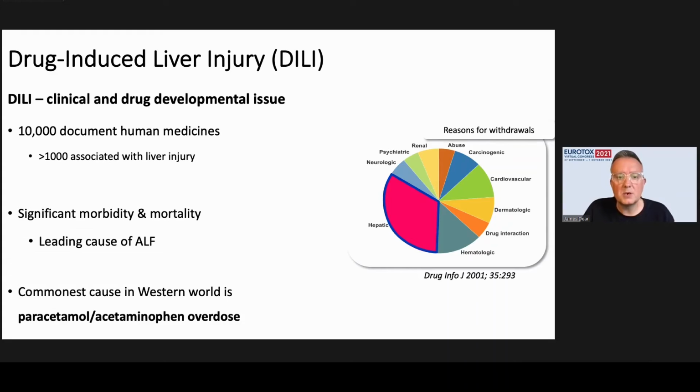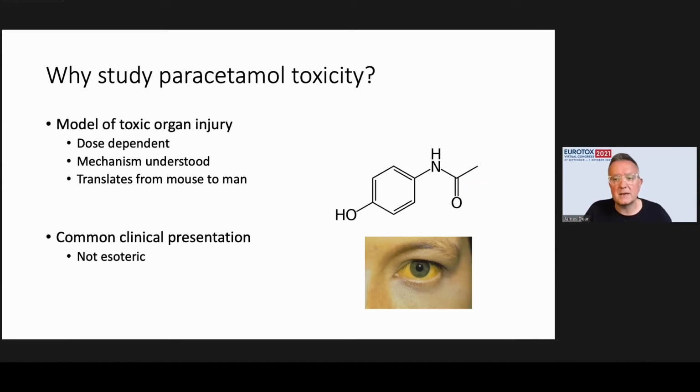So why did I choose to study paracetamol overdose in the first place? Well, there's two reasons I think paracetamol overdose is important to study. Firstly, it's a model of acute organ injury in humans. We understand the mechanism well. Our mouse models translate well into humans, and it's a model we can use to develop biomarkers and new treatments. And secondly, as we'll come on to, it's a common clinical problem, particularly here in Britain and actually particularly here in Scotland.